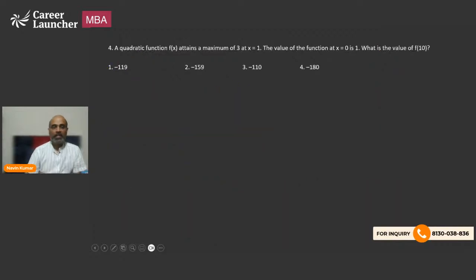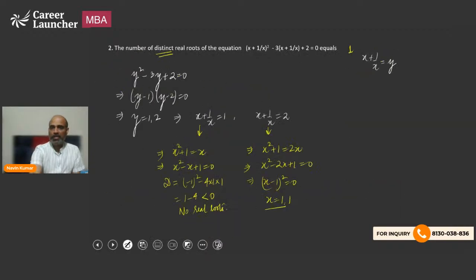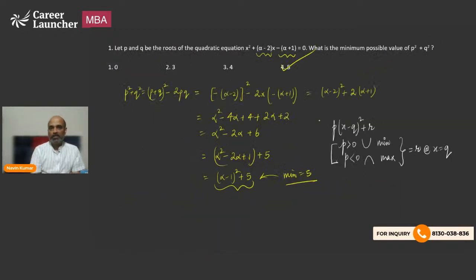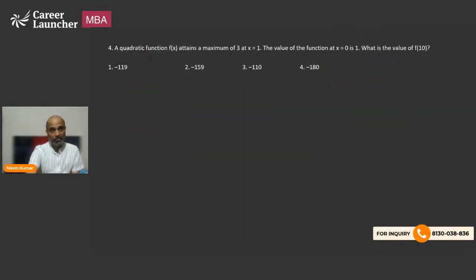Okay, let's look at the fourth one. A quadratic function f of x attains a maximum of 3 at x is equal to 1. The value of the function at x is equal to 0 is 1. What is the value of f of 10? If you remember, in the first question, we did discuss how to find minima, maxima, and what it is going to look like. So we'll be using this to solve.